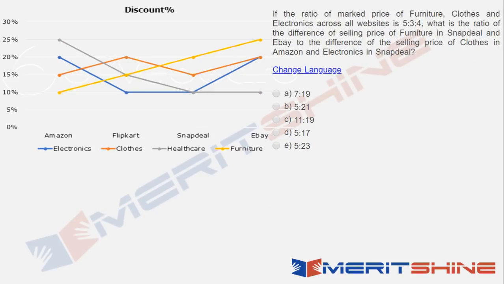Now this time it says the ratio of mark price of furniture, clothes and electronics across all websites is 5:3:4. So what we can do is, let's just think of mark prices as for furniture 500, for clothes 300 across websites, and for electronics let's take that as 400 across websites. So that's done.